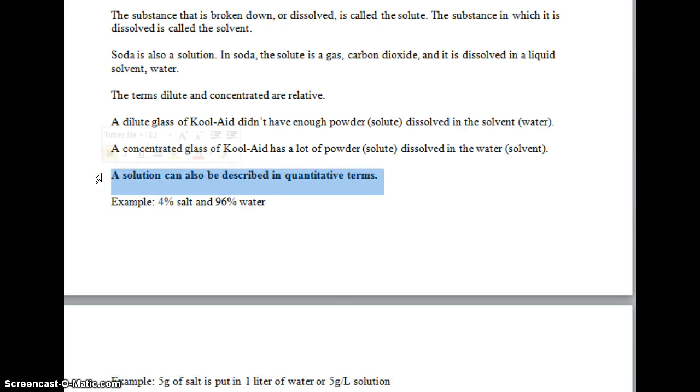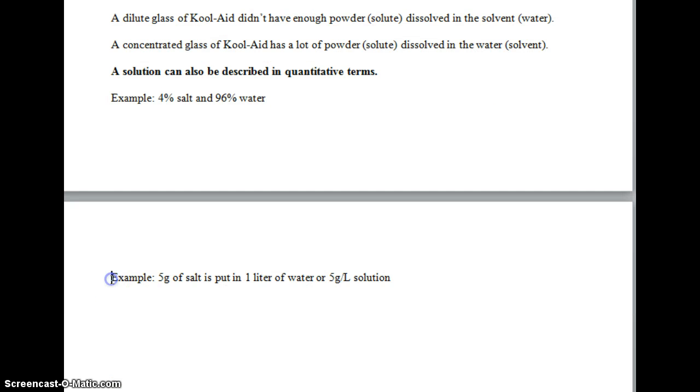So a solution can be described in quantitative terms. For example, 4% salt, 96% water, or 5 grams of salt is put in 1 liter of water, and so we call that a 5 gram per liter solution.